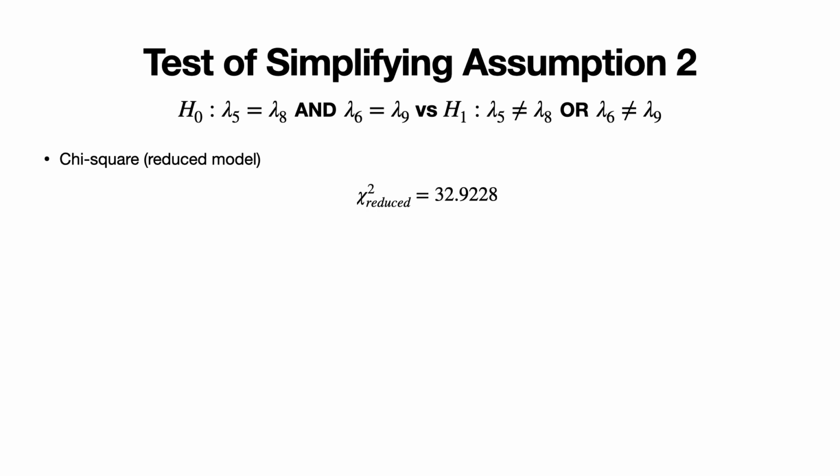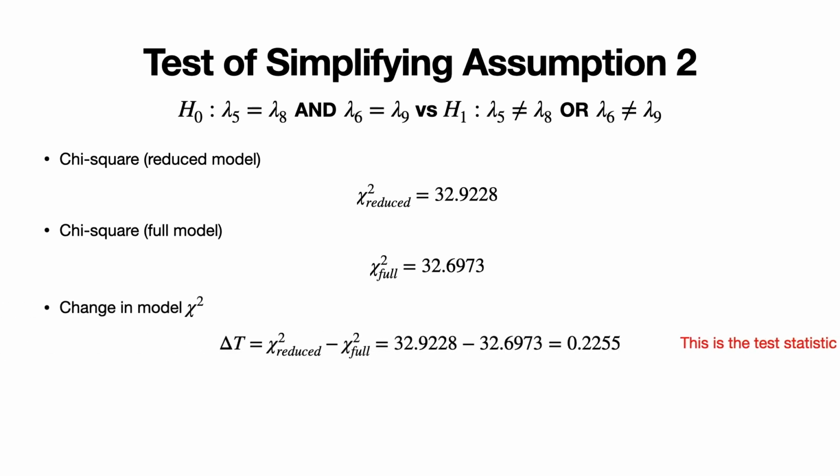And so the chi-square value for this reduced model is 32.9228. The chi-square value for the full model is 32.6973. The change in the model chi-square values, 0.2255, is the value of our test statistic.